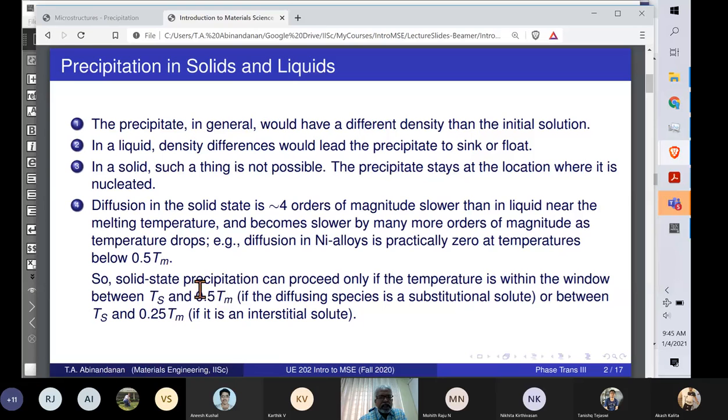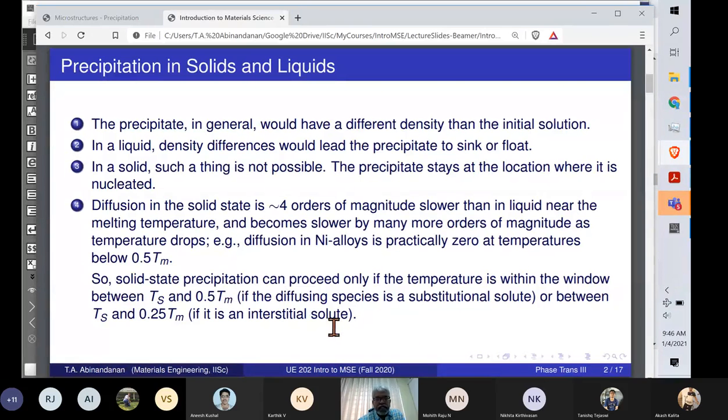And for nickel, whose melting temperature is of the order of 1400 plus degrees Celsius, which is like 1800 Kelvin, 0.5 of that would be about 850 to 900 Kelvin. And so typically below about 600 to 650 degrees Celsius or so, you can expect pretty much nothing. So if you're able to quench it down to low temperature without causing any transformation, then it will just stay there for a very, very long time.